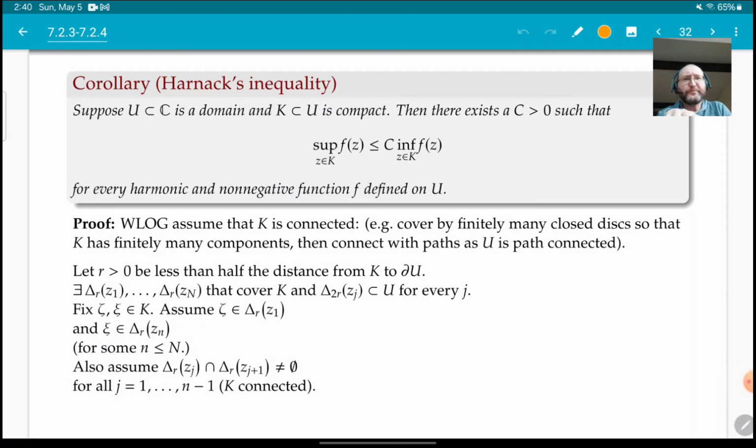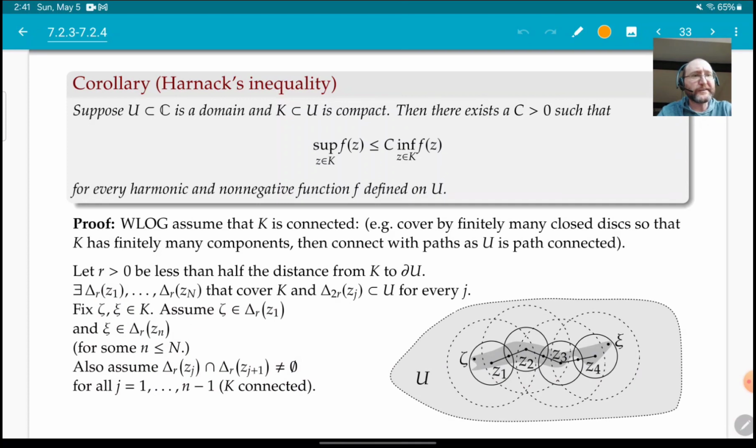And we also want to assume that if we're going from Zj to Zj plus one, from one disk to the next, going from the first disk to the Nth disk, these disks always overlap, right? So we're basically moving along the disks, taking the shortest possible path that we could take in terms of these disks. So that's what this means, right? We've relabeled our disks so that in the first N disks we get from zeta to xi, and these disks always overlap if we take two consecutive ones. All right, and we can do that because K is connected.